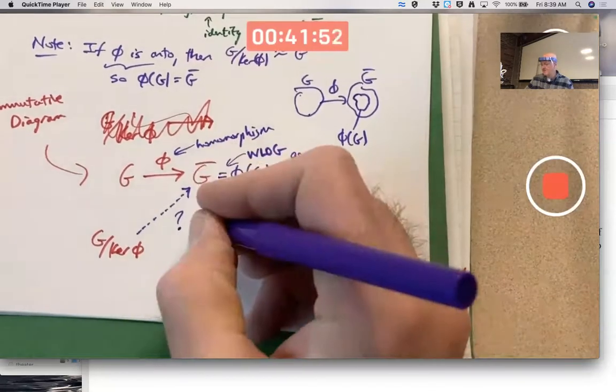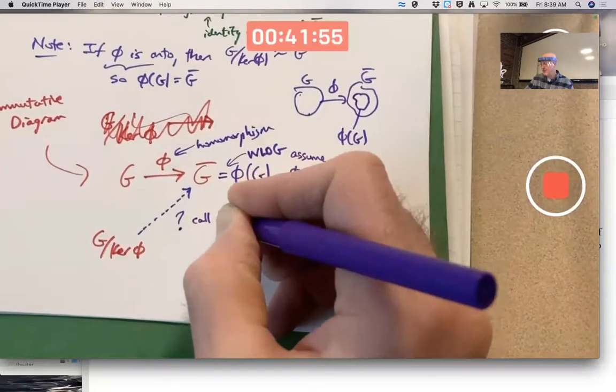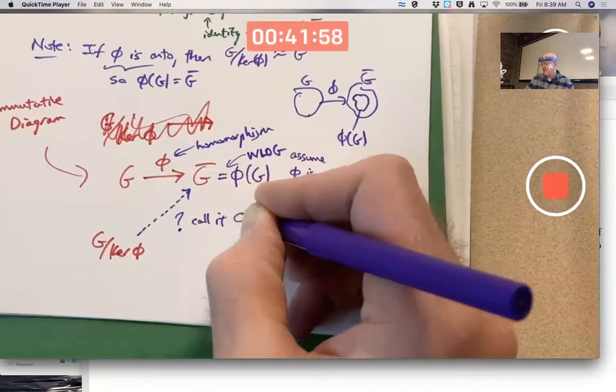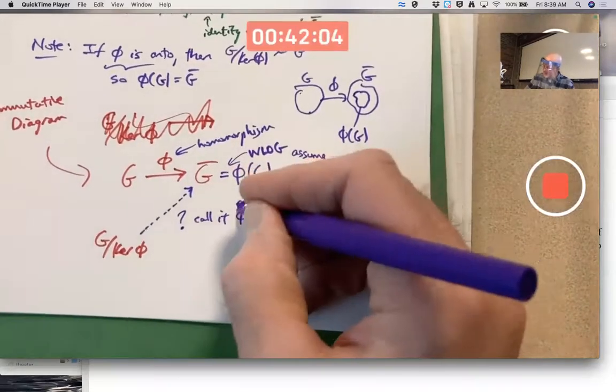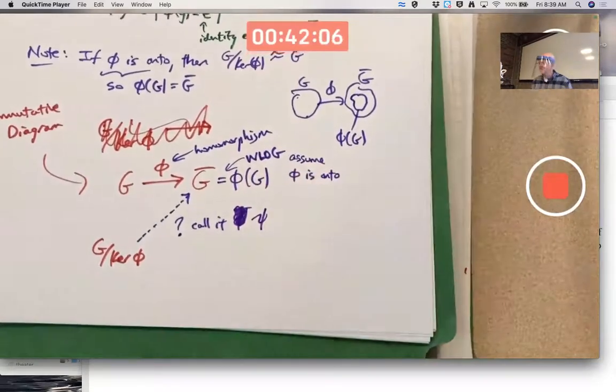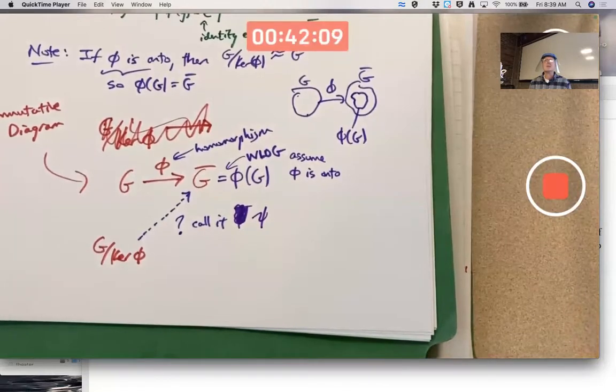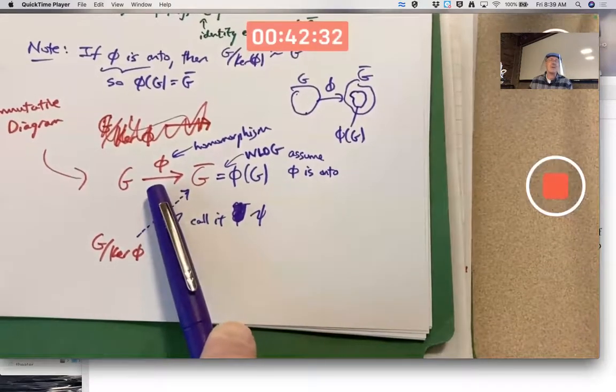Maybe I should call it phi bar. Is that what the book does? No, the book calls it psi. Okay, let's scratch that and call it psi to be consistent with the book. But psi, if you think about it intuitively, must be related to phi. You must have to use phi to construct psi, because what else would you do? That would be the natural thing to do. We've got nothing else to do. That's the only thing we're given. We must have to use it somehow.